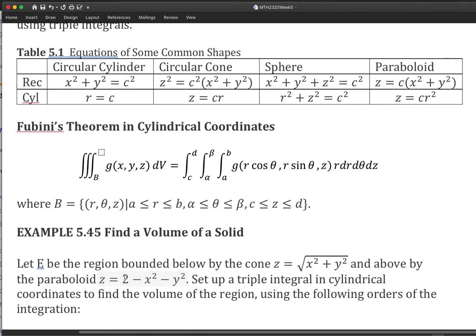And we want to see how we can evaluate the volume of the solid bounded by the region. Find the volume of the region. Okay, find the volume of the solid.